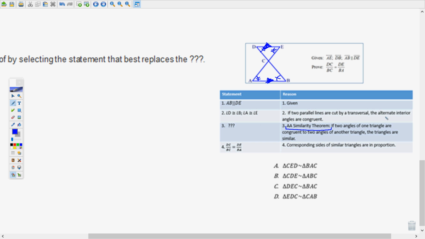If two parallel lines are cut by a transversal, alternate interior angles are congruent. You've got your Z there and here. So by angle-angle similarity, the two triangles here and here are similar. Now that you have which angles are congruent to what, you can tell what corresponds with what.